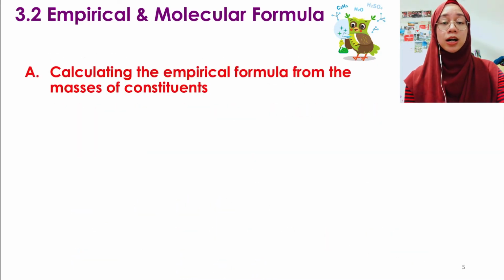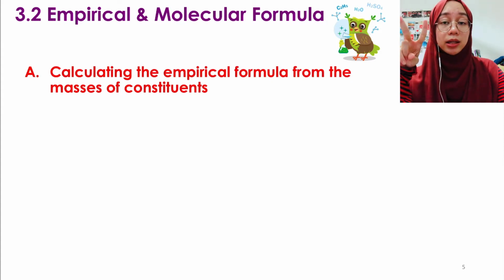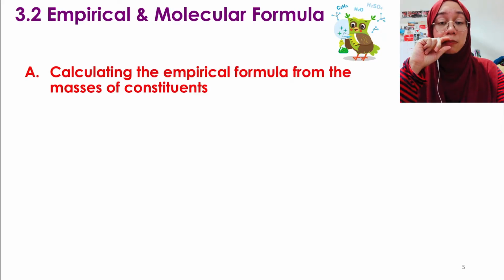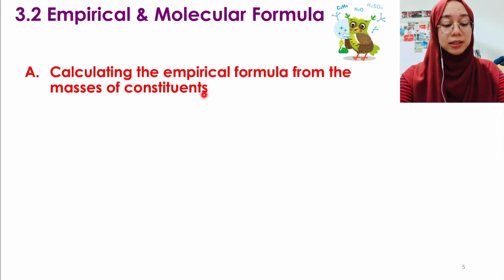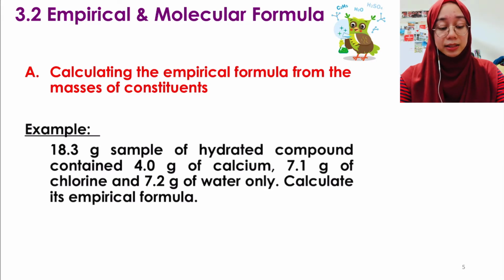Okay, so untuk mass composition, so ada dua tadi kan, kita akan try to determine empirical formula daripada dua jenis data. One is mass composition, another one is combustion data. However, untuk mass composition, Miss bahagikan kepada lagi dua. Okay, so in this video kita akan cover yang pasal mass composition lah. So the first one is to calculate the empirical formula from the masses of constituents. Okay, jadi ni very simple, yang ni paling senang sebenarnya.